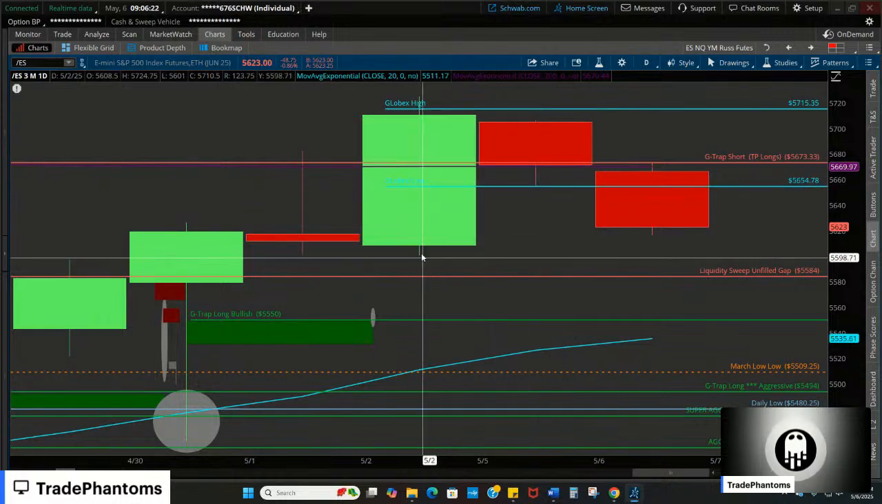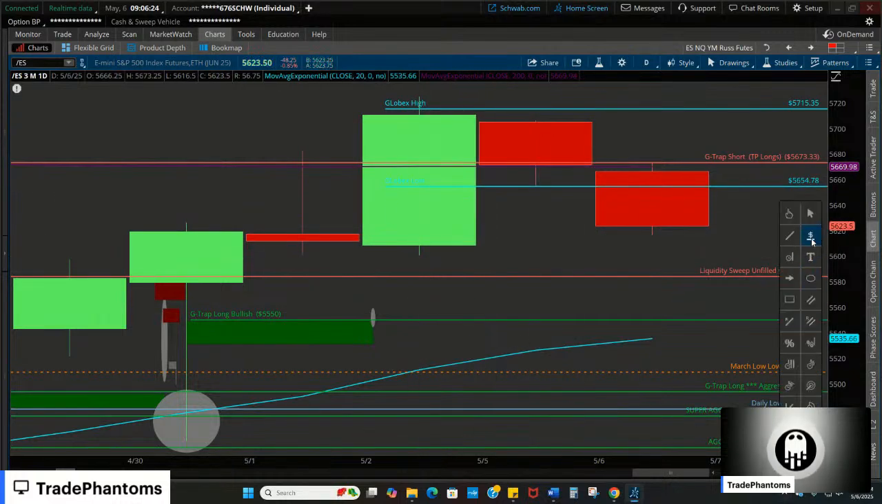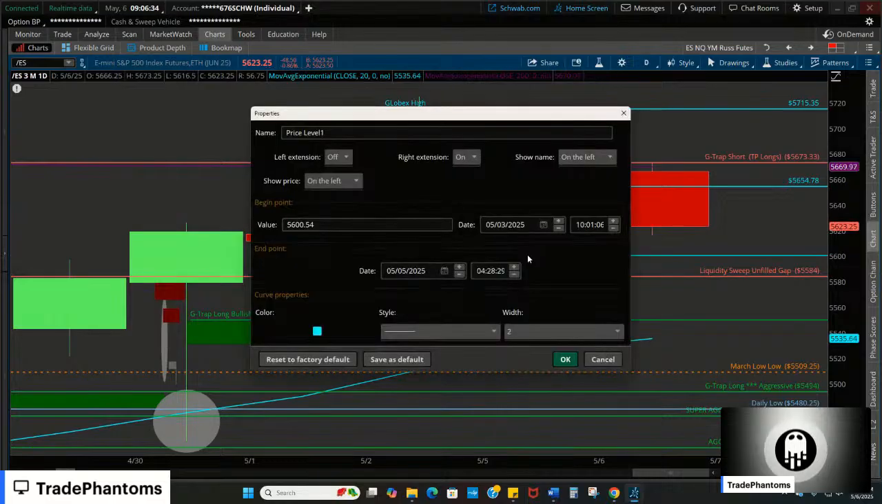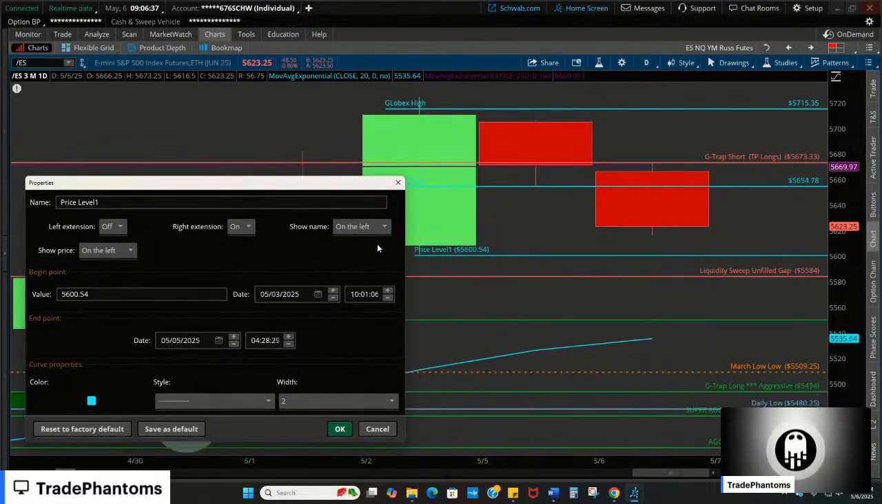But we have what's called a mother bar. In Japanese, this is what they call harami, which means pregnant in Japanese. You have to be careful on social media. Just think of it as an inside bar. So far these two candles are inside of this candle here. So 5,600 S&P futures is going to be what's called the mother bar low.